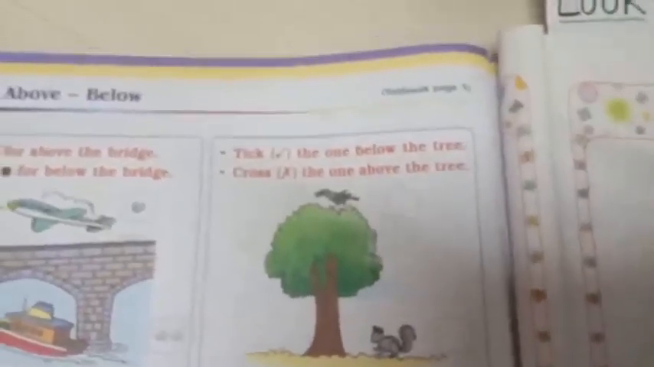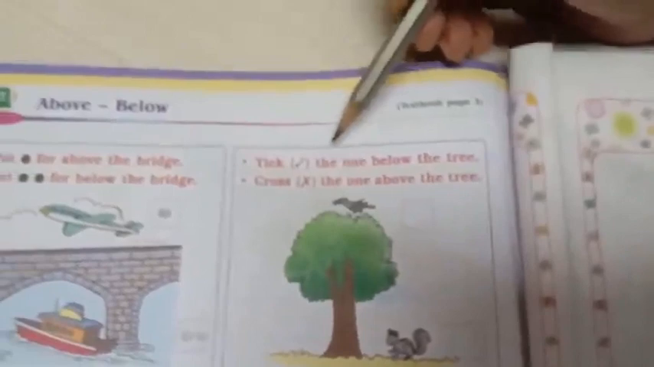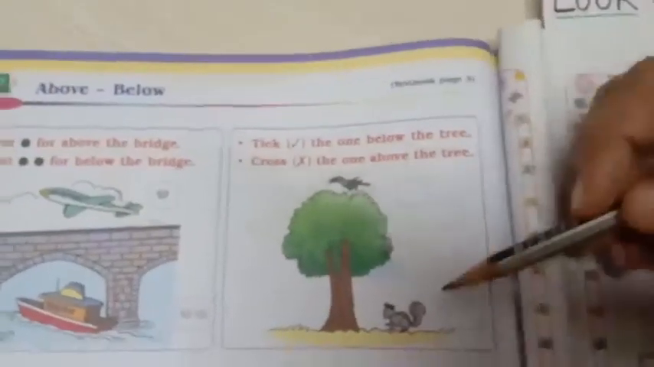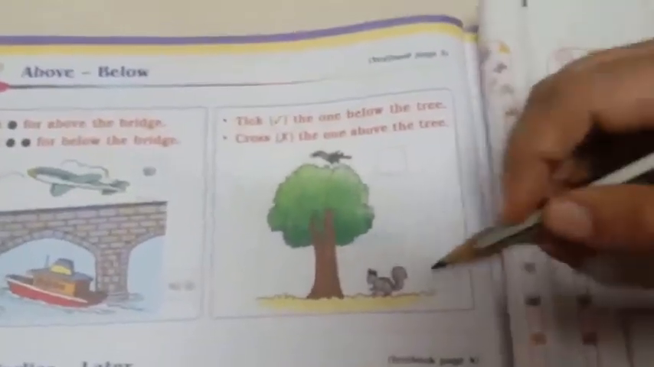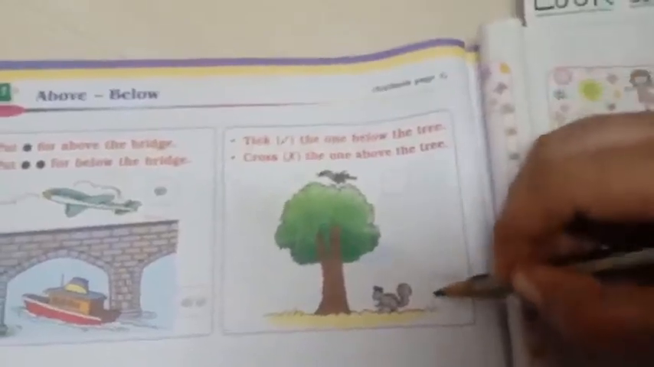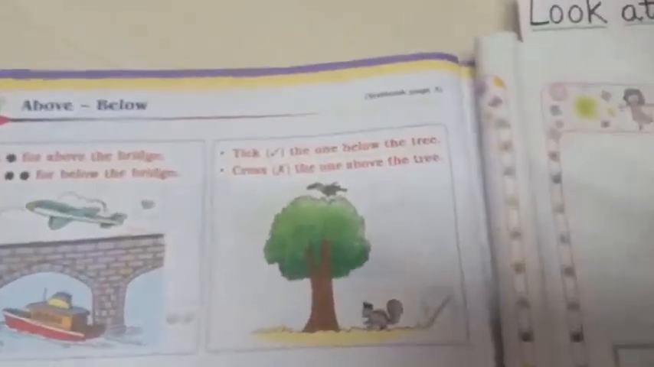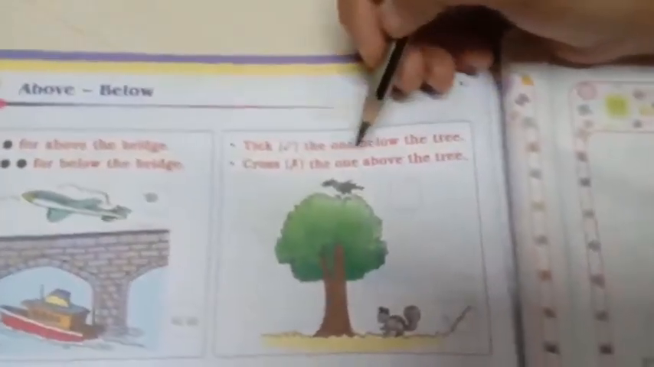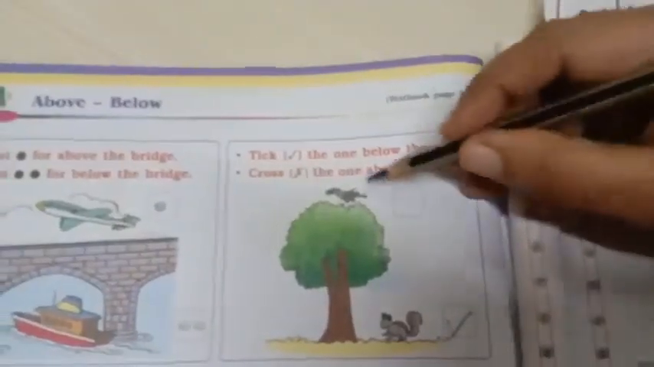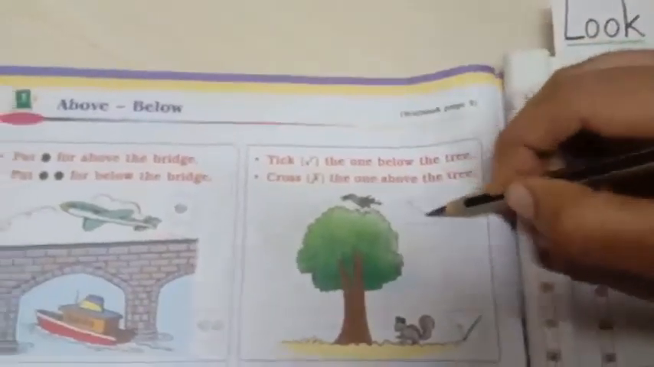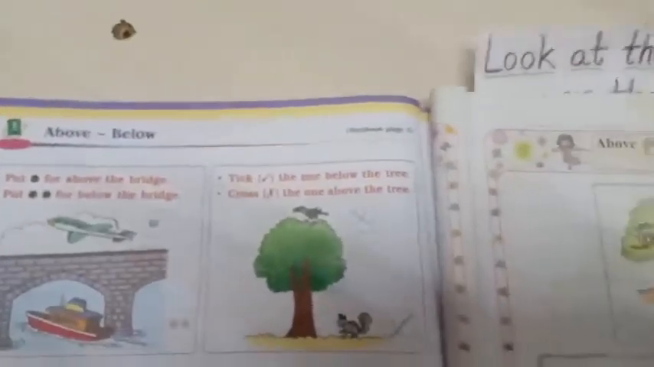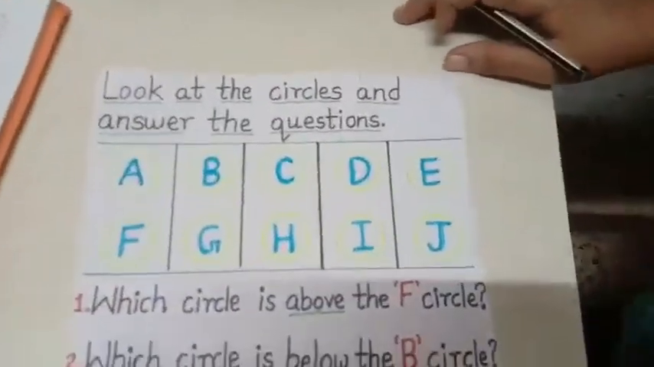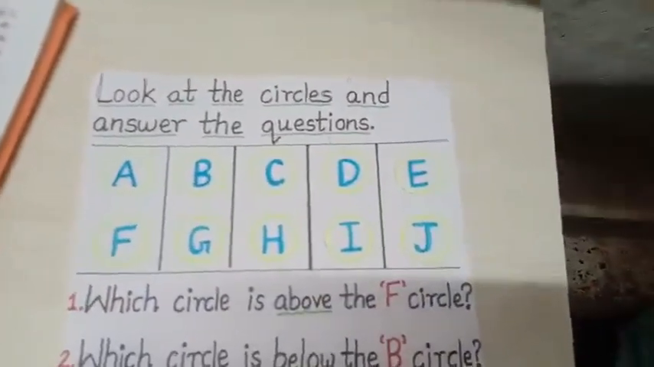Okay children. What does the question ask? Take the one below the tree. Below the tree which animal do you see? Squirrel. So what do you have to do? You have to pick it. Okay. And cross the one above the tree. Above the tree a crow is there, so you have to cross it. Fine children. Okay. Now we will revise above and below again for you. So it will be more clear for you.